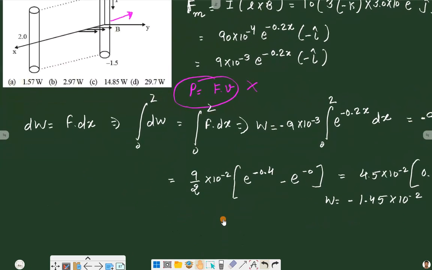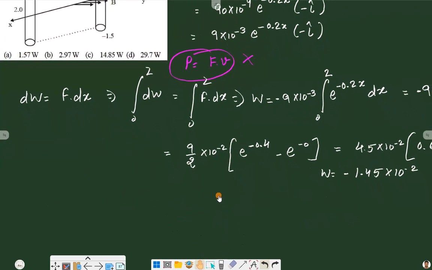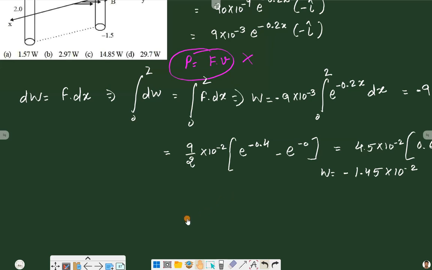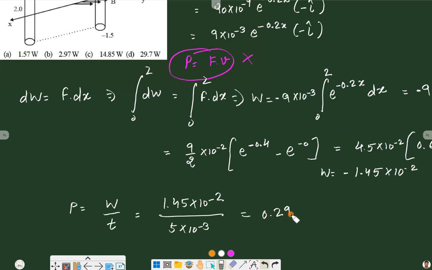And from this we can calculate the power. How will we calculate the power? We know that power is the rate of doing work. So it is 1.45 into 10 raised to power minus 2 divided by the time given, which is 5 into 10 raised to power minus 3 seconds. So it comes out to be 0.29 into 10 raised to power 1, or 2.9 watt.